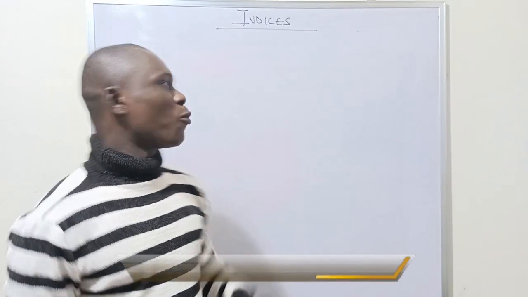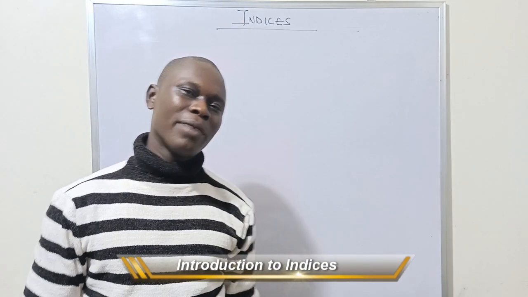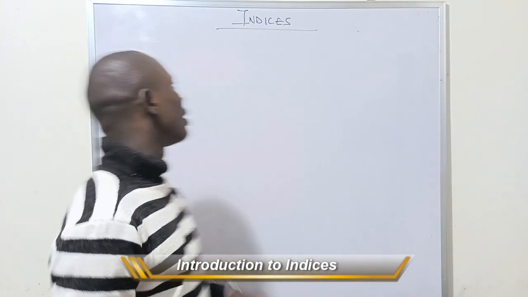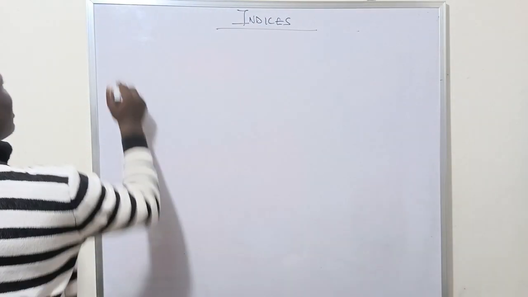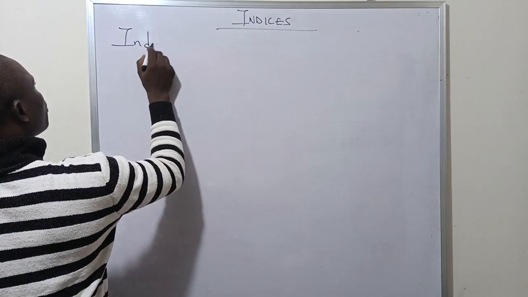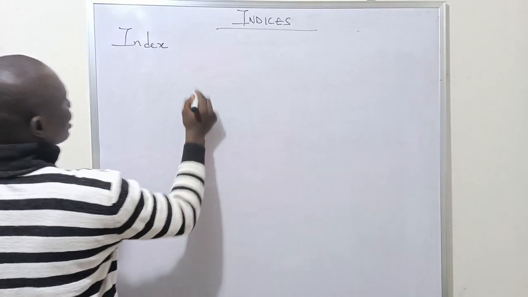Okay, I'm going to be explaining what is called indices in mathematics. So it's very important we understand this. Now, indices is the plural form of index. So index here is the singular form. Index, which is the singular form, can be used in this notation here.